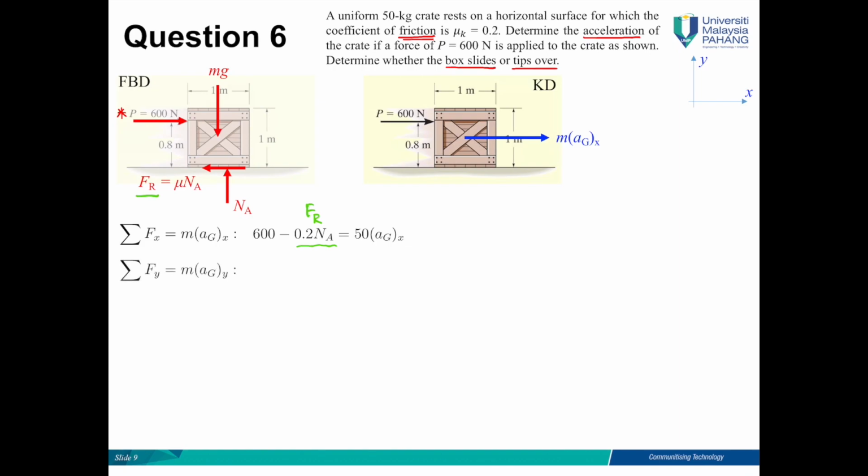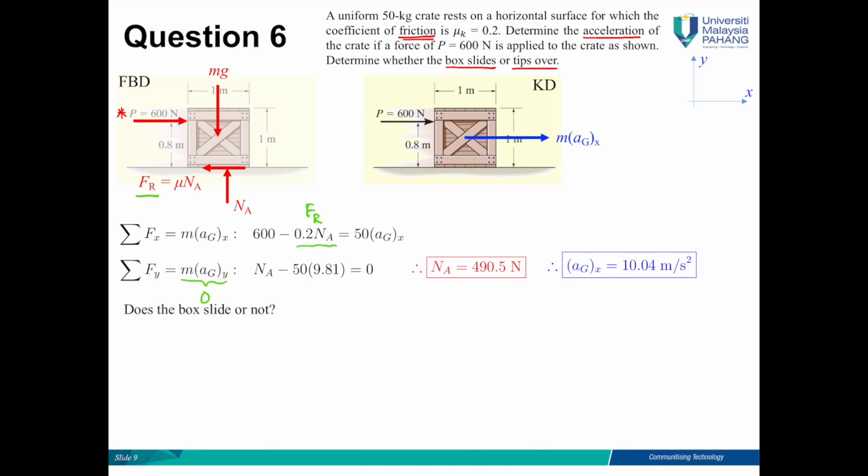Now we move on to the second equation. Sum of Fy equals m agy. Magy is equal to 0. So we have Na minus the weight equals 0. So we have Na is 490.5. Therefore, we have agx is 10 meters per second squared. Okay, we solved the first part. But the question still is, does the box slide or tip over?